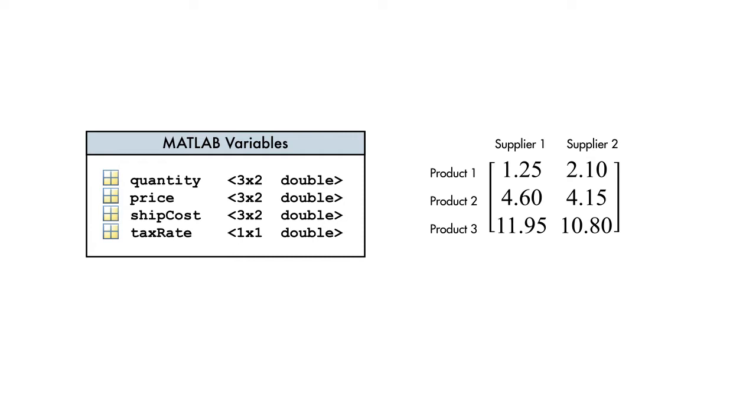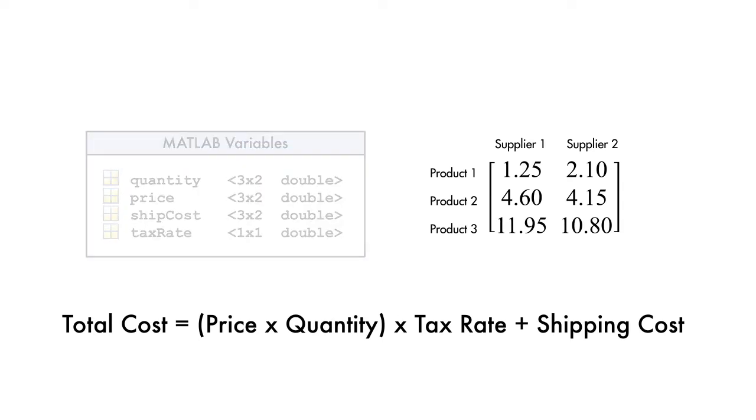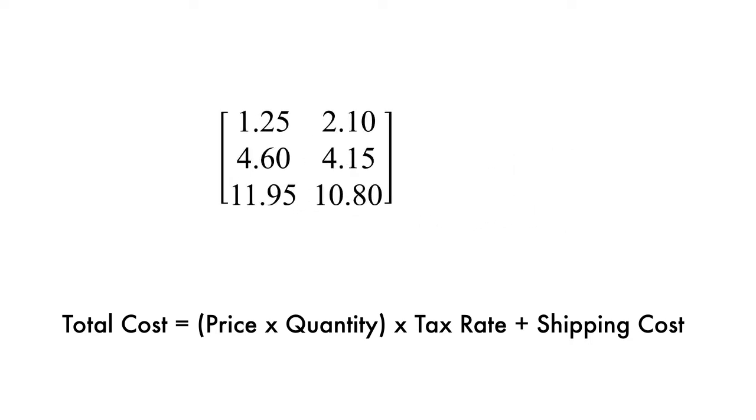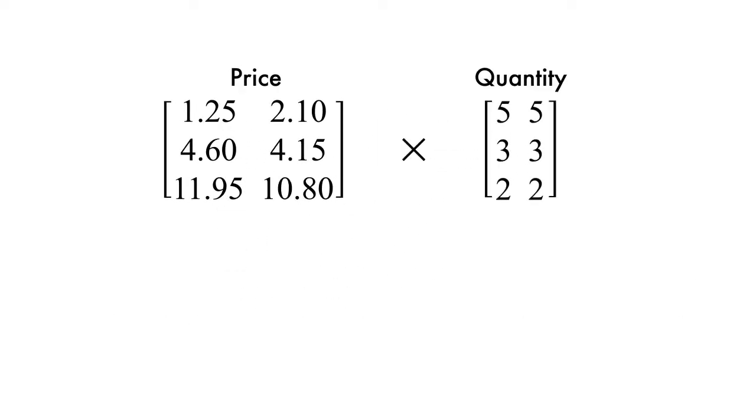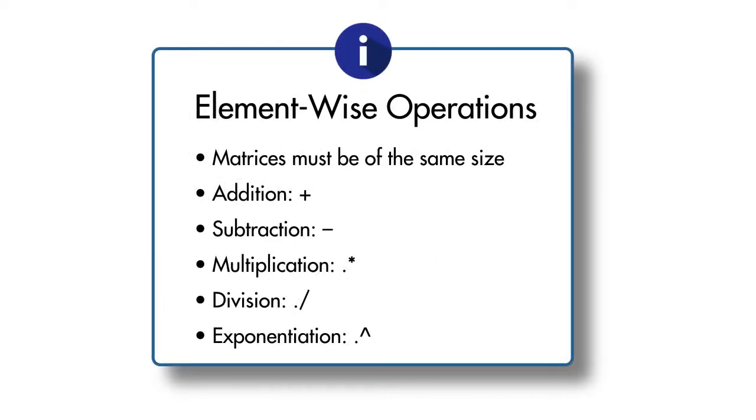How do we obtain a 3x2 matrix of the total costs for each product and supplier according to the formula shown? Let's start by computing the product of price and quantity. The result we want is a new matrix containing price times quantity for each product and supplier. Operations like this are called element-wise operations. Notice that element-wise multiplication, division, and exponentiation operators are preceded by a dot.